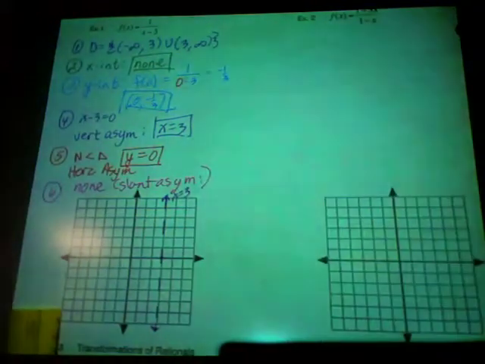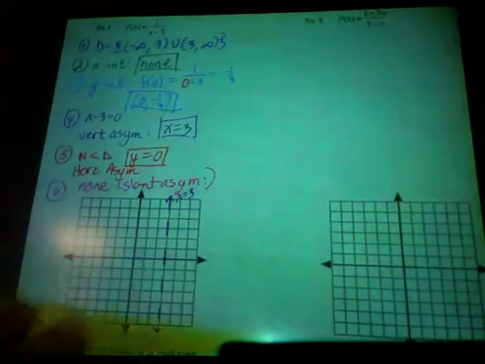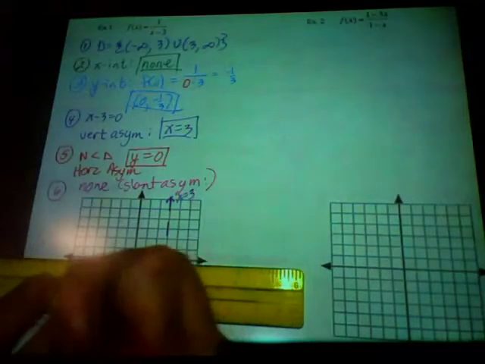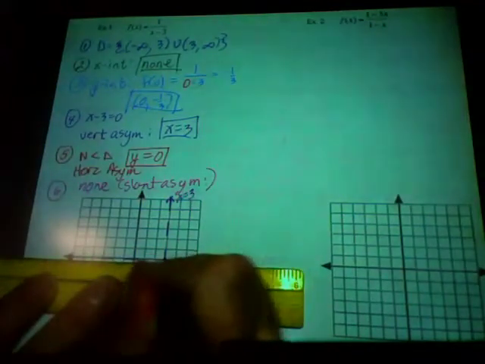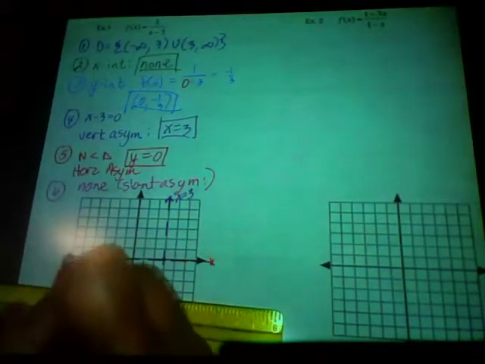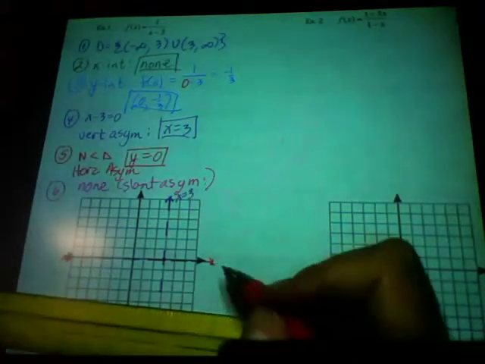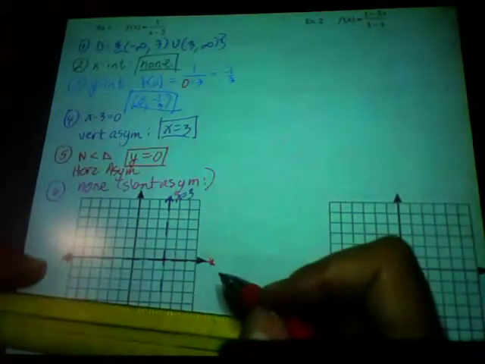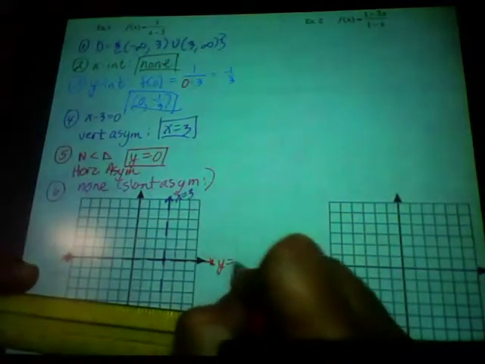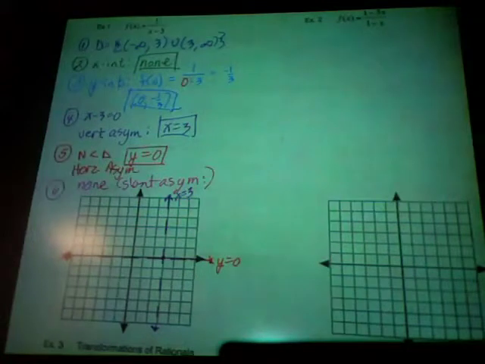And then my horizontal asymptote is y equals 0. Even though it's your x-axis, notice I'm making them dotted lines. Why? It's not actually part of the graph. So when your horizontal asymptote is the x-axis, you better still label it as y equals 0. And don't miss that.